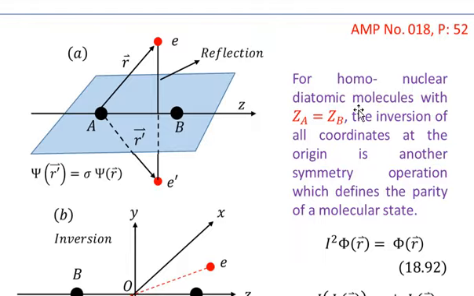For homonuclear diatomic molecules, with Z_A equal to Z_B, the inversion of all coordinates at the origin is another symmetry operation which defines the parity of the molecule. So you see that this inversion process is actually connected with the parity of the molecular states.